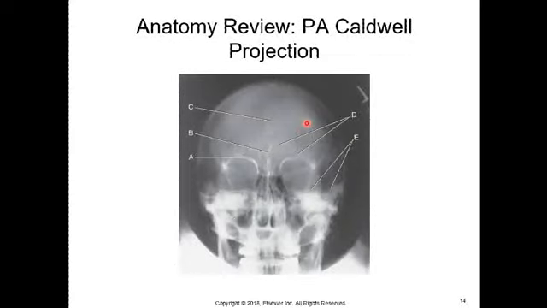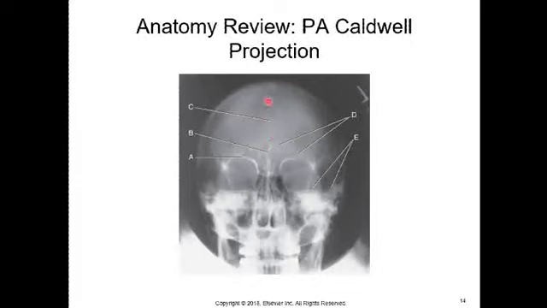Okay, PA Caldwell. You can see the little L here, so that means you should be able to tell me your left from your right. So if I asked you what letter A was in your PA Caldwell, you would tell me it is the right supraorbital margin that it's pointing to. And here is your crista galli, which I said does point up into your frontal sinuses, which are right here, and that's what letter D is pointing to, your frontal sinuses.